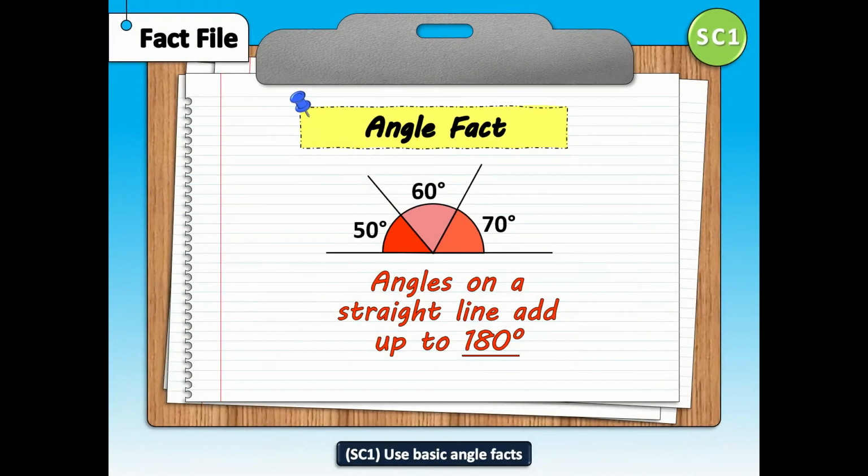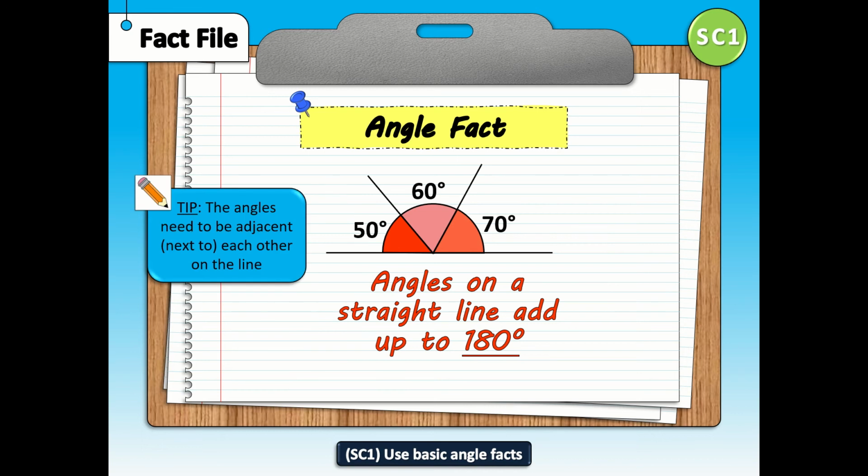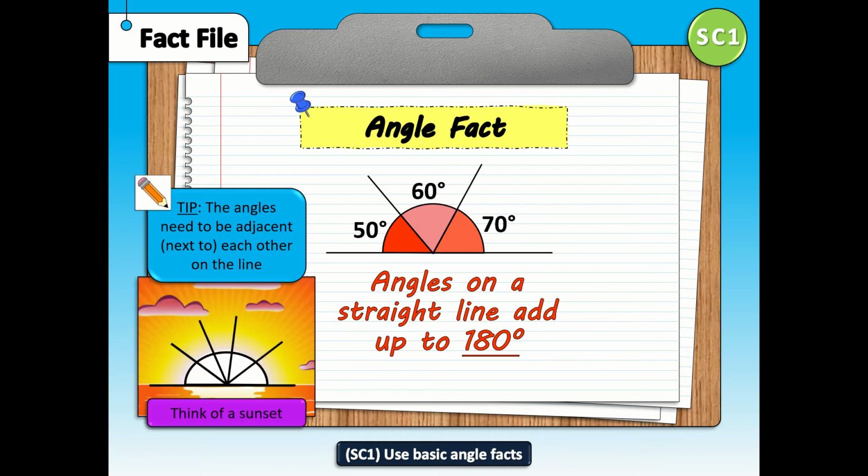So the first angle fact is that angles on a straight line add up to 180 degrees. Now these angles have to be adjacent to each other or next to each other on a straight line. And think of a sunset to help you remember it.